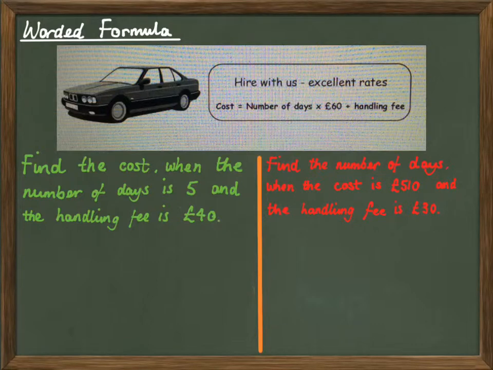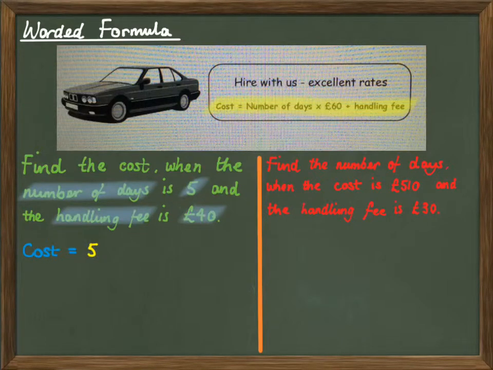Find the cost when the number of days is 5 and the handling fee is £40. So I'm just going to pick out what parts of that question is important. So you've got the 5 days and the handling fee is £40. All I'm going to do now is replace the information I've got from the little question into my formula, and that's going to allow me to work out the cost. If I've got 2, I can find the missing third one. So cost equals 5, the number of days it tells us is 5, times by £60, that's always constant, plus the handling fee is £40. I'm going to put 40 in there.